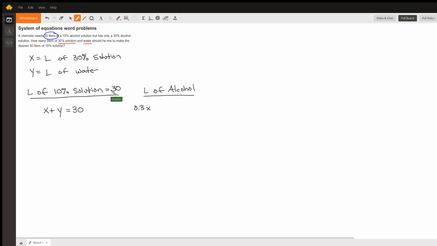And then in this case, it's water, which doesn't have any alcohol in it, but just for the sake of clarity, we'll say we're also going to have 0y, right? Because 0% of the water is alcohol. So this is how many liters of alcohol we're mixing together. And that needs to add up to be how many liters of alcohol we want in the end product. Well, we want to have 30 liters of 10% solution. So we want to have 0.1 times 30 over here, which is going to give us 3.